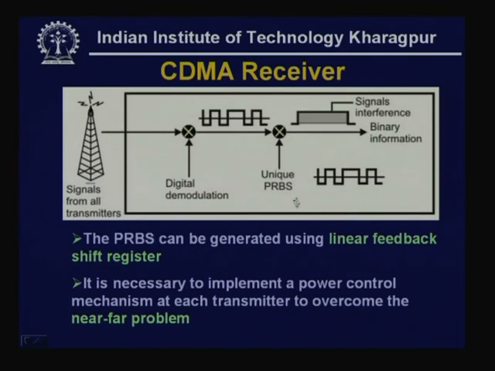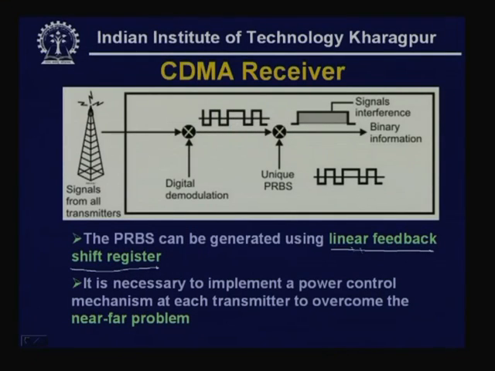Now, you may be asking, how do you generate these chip sequences? This is done by using a linear feedback shift register. You may recall that when we use cyclic redundancy code for error detection, to generate the cyclic redundancy code and also to check it, we use a linear feedback shift register to generate a random sequence. That kind of linear feedback shift register can also be used here to generate those unique pseudo random binary sequences.